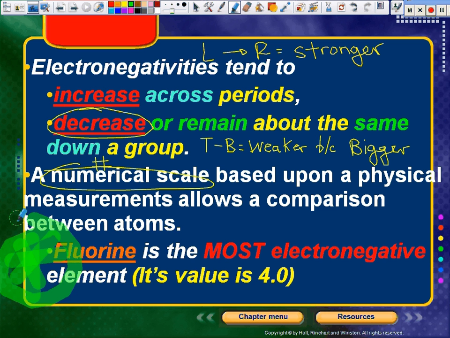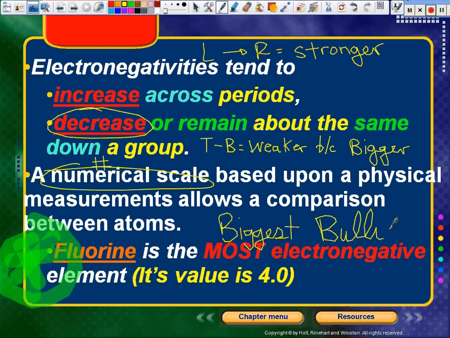He is the biggest bully. He is the big, bad, bully gangster. Fluorine. He's your guy. So if you ever match up with fluorine, are you ever going to beat him? No. He is going to win this race. He's going to win this tug of war. Now, numerically, its quantity is a value of what? 4. So everything else must be what in comparison to 4? Less than 4. Everything else has to be less than 4.